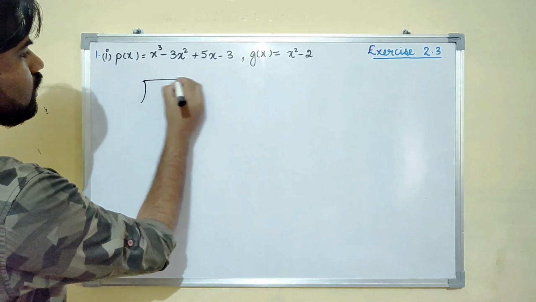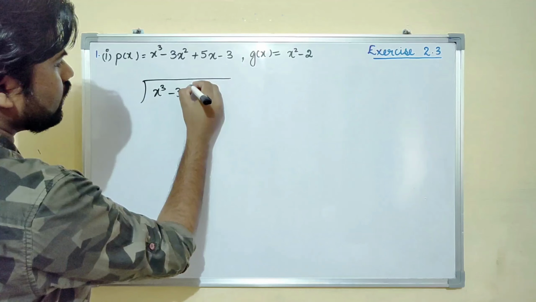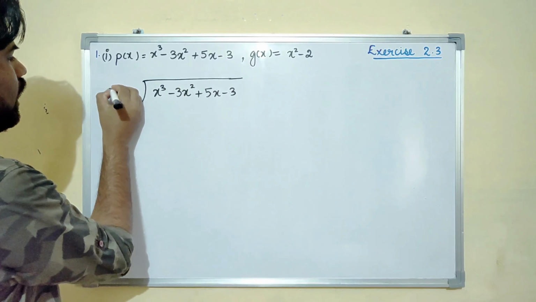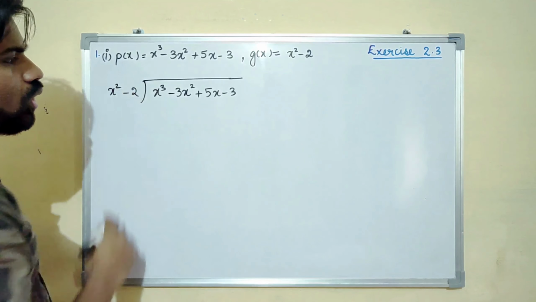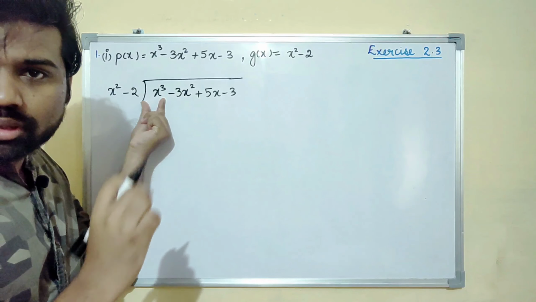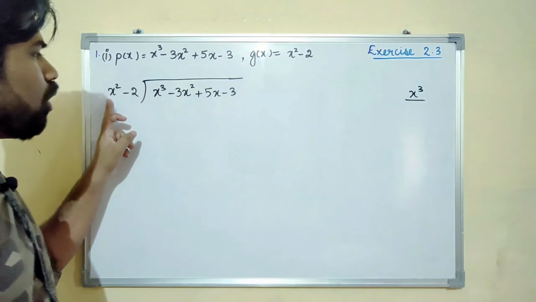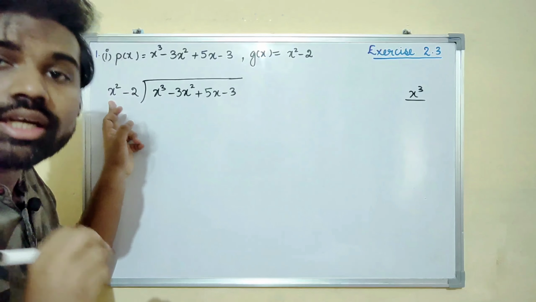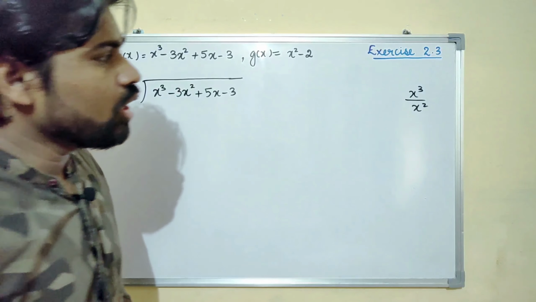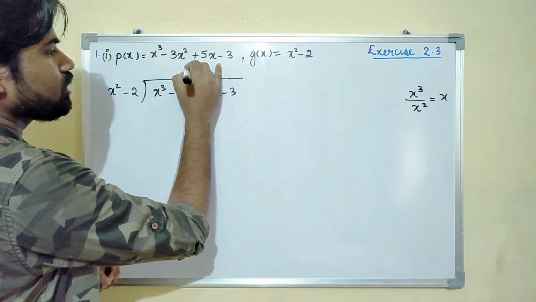So I am dividing it. Let me write the dividend inside: x cube minus 3x square plus 5x minus 3, which will be divided by x square minus 2. Now what did I tell you? I told you to take the first term of the dividend and divide it by the first term of the divisor. So I am dividing x cube by x square, which will yield x. That means we have to write here x.